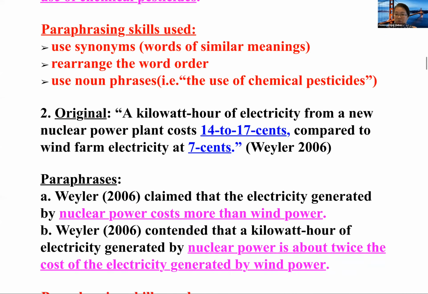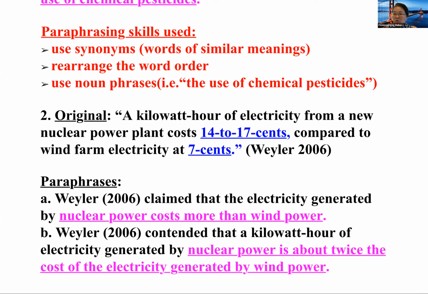The second one is about figures, as you can take a quick glance, all right? So it's about the cost of electricity, okay? It says kilowatt hour of electricity from a new nuclear power plant costs 14 to 17 cents compared to wind farm electricity at 7 cents. Now, this is quite often that you try to use the data or figures. Now, if you look at that, there are two ways to paraphrase it.